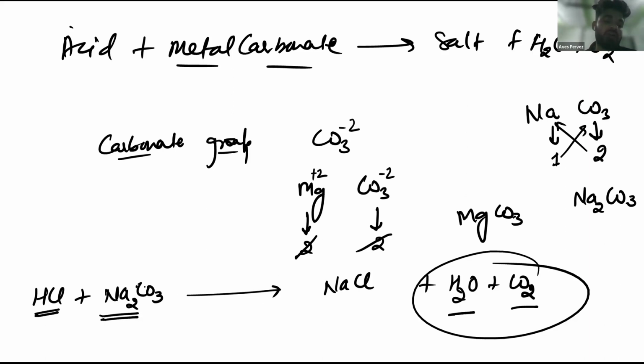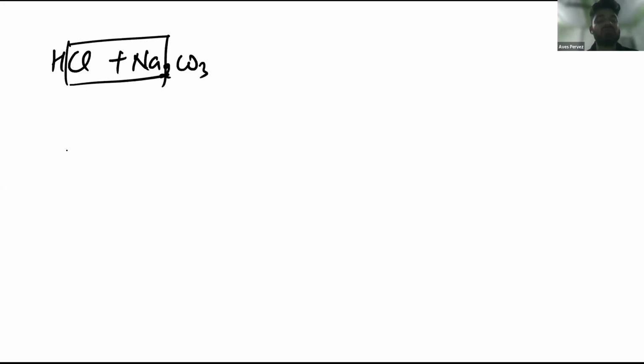So this carbonate, and the remaining one oxygen is going to form carbon dioxide and water. This Na and chloride ion, the remaining part of the acid after the H, will form the salt. Okay, let me give you an example. If you have HCl plus Na2CO3, this portion is going to form the salt.